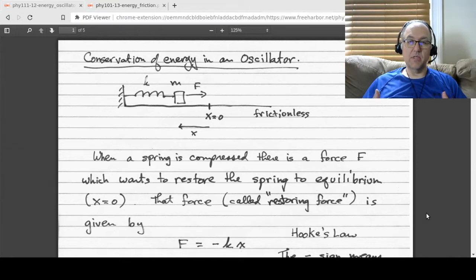What I'm going to do in this lecture is take the conservation of energy, which is where we left off in the last lecture, and apply it to the simple harmonic oscillator, and we'll be able to see some things about the simple harmonic oscillator that we couldn't see by just doing 1D kinematics. Let me just quickly remind you of what we did last lecture.